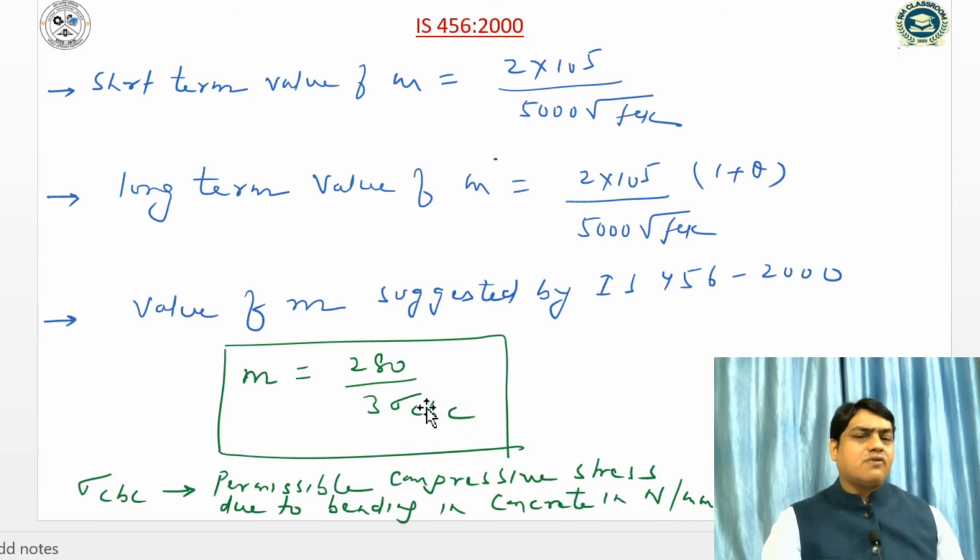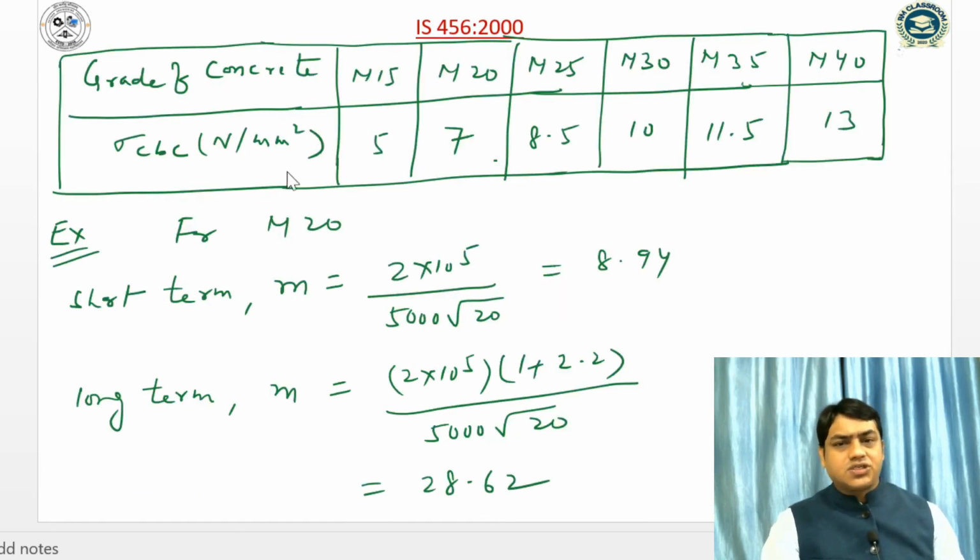And the code also suggests the value of sigma cbc for different grades of concrete. For M15 the value of sigma cbc is 5 Newton per mm square, for M20 it is 7 Newton per mm square. Similarly, we can see that for M25 it is 8.5, for M30 it is 10 Newton per mm square, for M35 it is 11.5 Newton per mm square, and for M40 it is 13 Newton per mm square. So let us take M20 grade of concrete. What will be the value of sigma cbc?